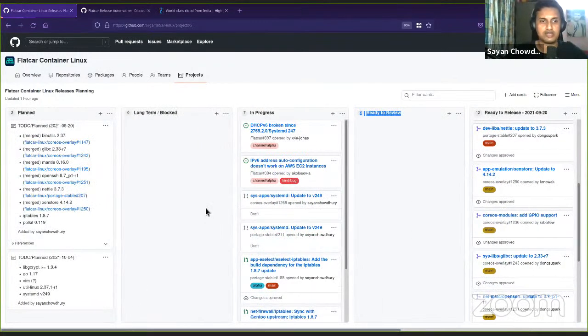To give an insight, we are also hoping to merge systemd 249 into the next release, but it's a major jump. The current one is 247, and we are skipping 248 because 249 is already out there, and we are doing a bump. The PR is still in draft mode, but we're trying hard to get it merged by the end of the week. So let's keep our fingers crossed.